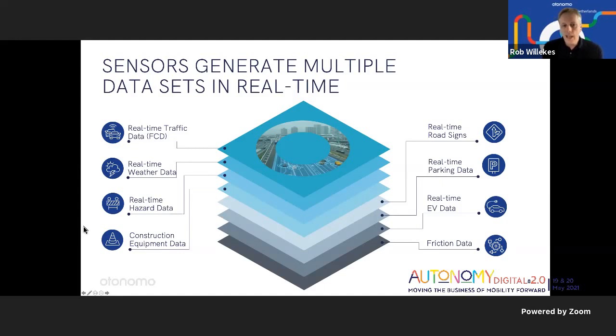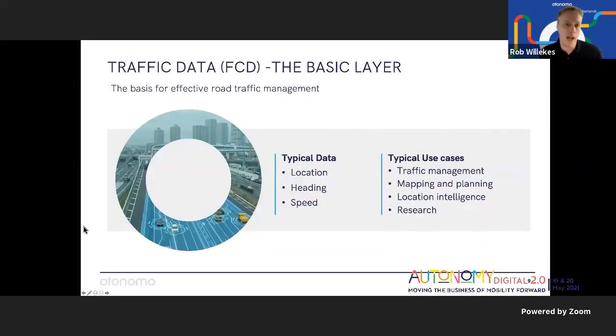EV data is very much in demand because people want to know where they have to build the charging points. Because if you don't have charging points, it's going to be very hard to scale the number of EVs. And friction data gives you feedback on the road in all kinds of conditions, whether it be dry, wet, or snowy. You get information back from the vehicle, from the road. So let's dive into all these kinds of data.